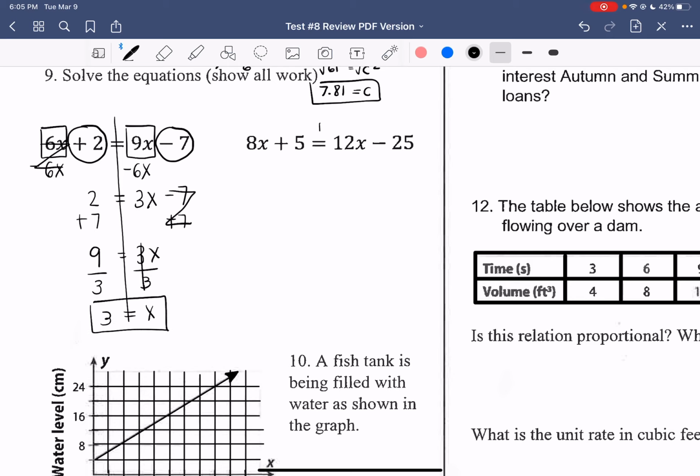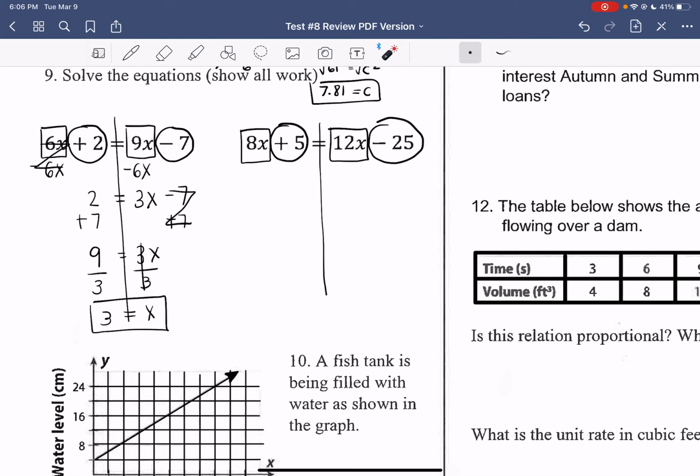All right. Next question. We have our boxing our variables, circling our constants, boxing our variables, circling our constants. And if you notice, I'm including the signs before so that I don't forget the sign, so I don't miss add or subtract. And since there are no like terms on the left or the right, we're going to go ahead and find our least variable, which is the least coefficient, which is 8x. I'm going to subtract 8x from both sides and then simplify.